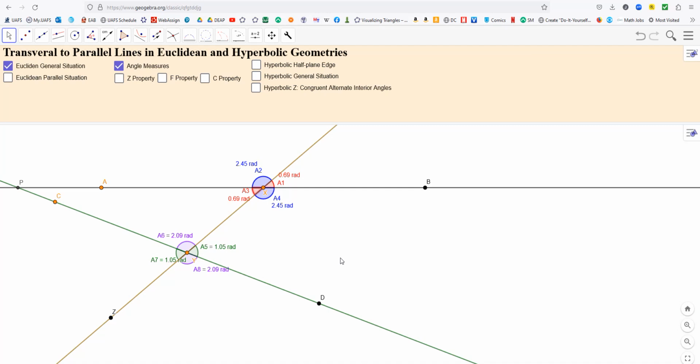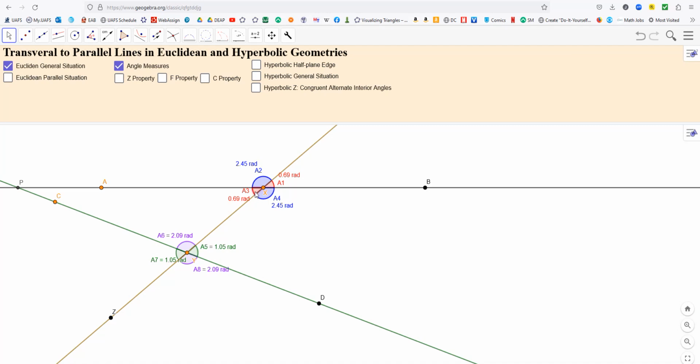Now, by the way, right there is where the proof breaks down for spherical geometry, right? Because in spherical geometry, the exterior angle inequality theorem is not true.